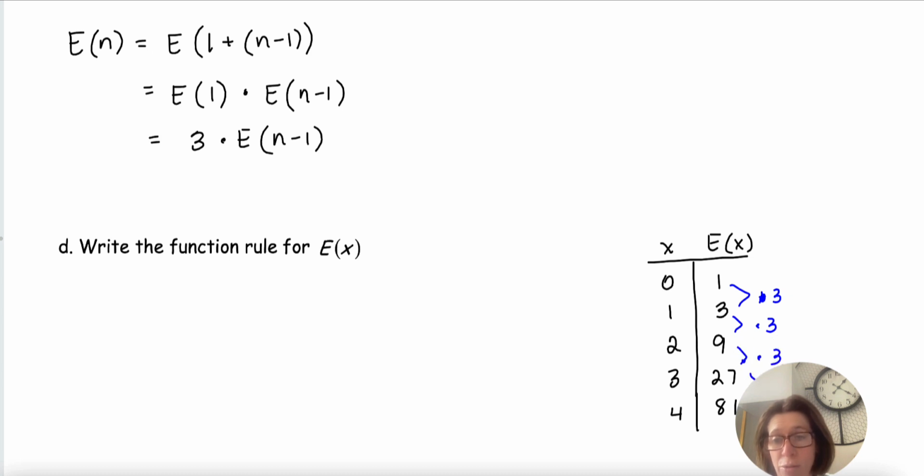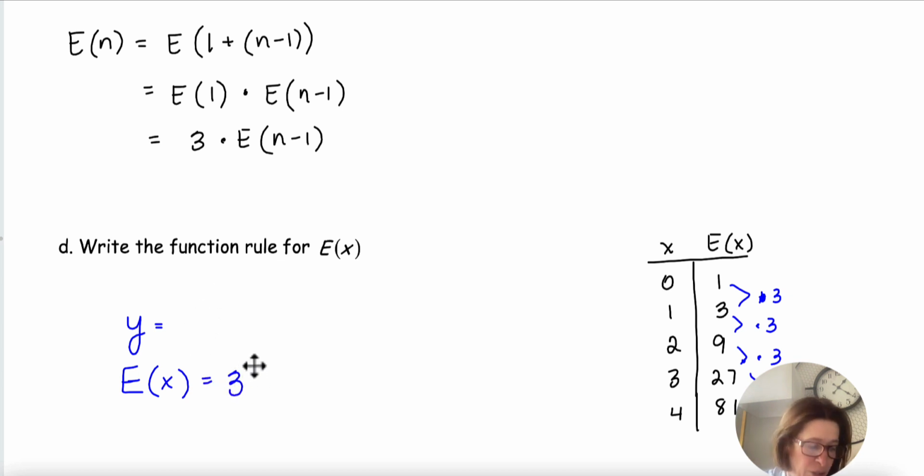and so on. So this tells me when I'm multiplying by the same number over and over, that's actually an exponential function. An exponential function is when each term is multiplied by a ratio, right? And so a function rule for that would be e of x equals 3 raised to the x power. So I'm going to test that out. So 3 to the 0 would be 1, 3 to the 1 would be 3, 3 to the 2 would be 9, 3 to the 3 would be 27, and 3 to the 4 would be 81.